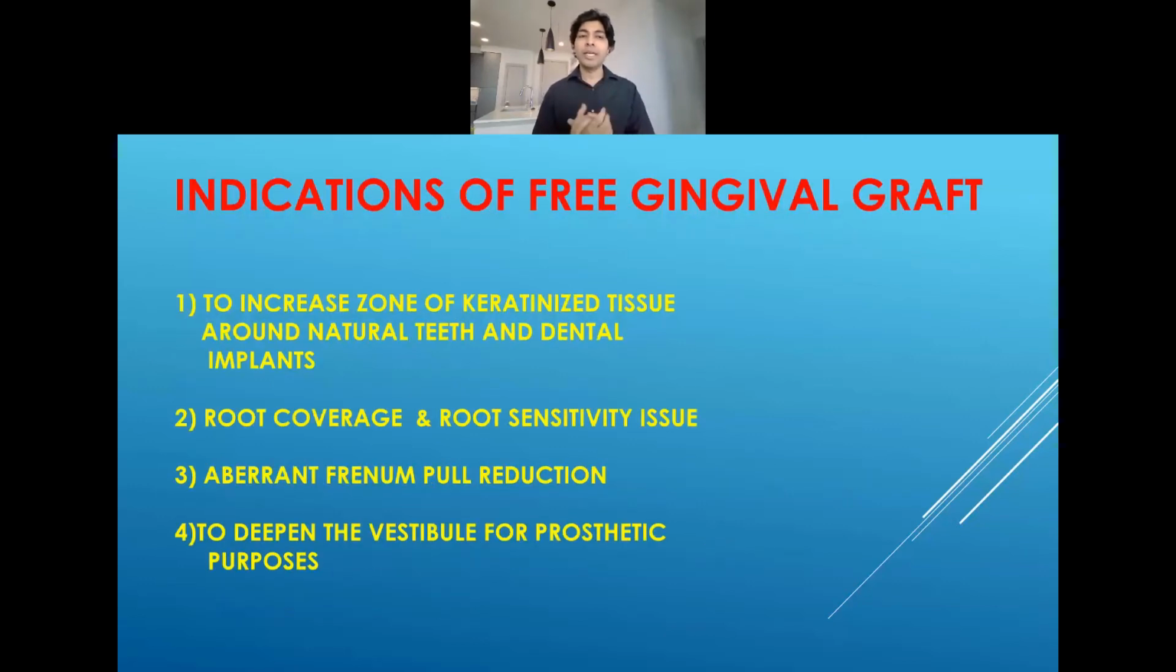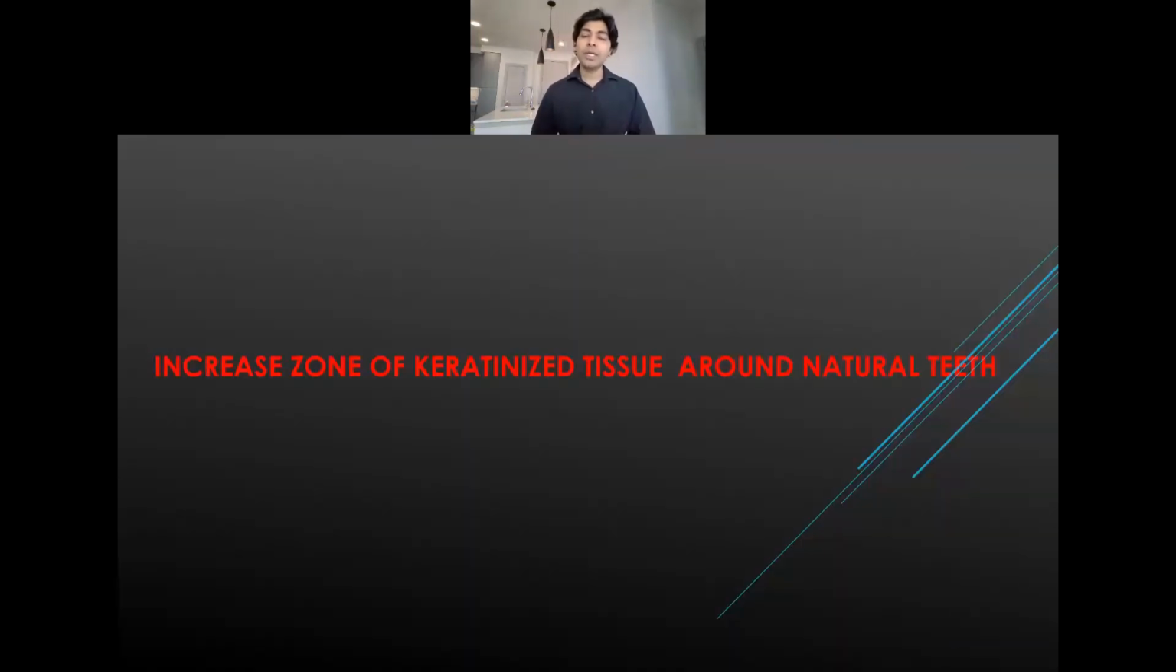So let's look at the indications of free gingival graft. The first indication is to increase the zone of keratinized tissue around natural teeth and dental implants. The second is root coverage and root sensitivity issue. Third is aberrant frenum pull reduction. And the last one is to deepen the vestibule for prosthetic purposes. Let's look at them one by one.